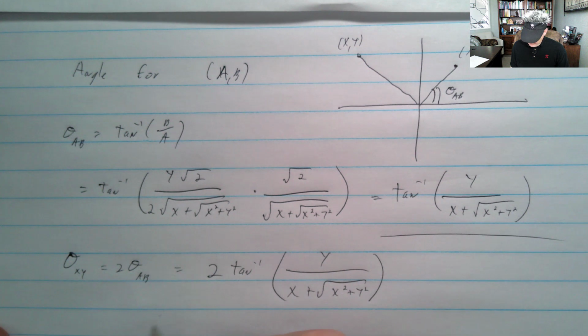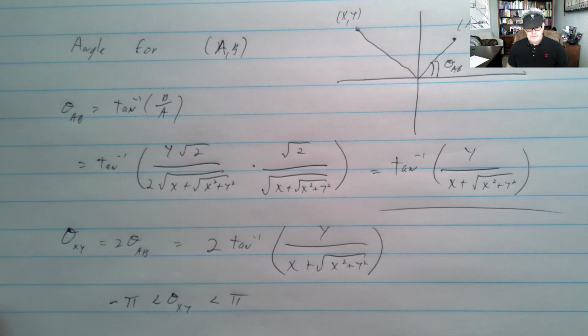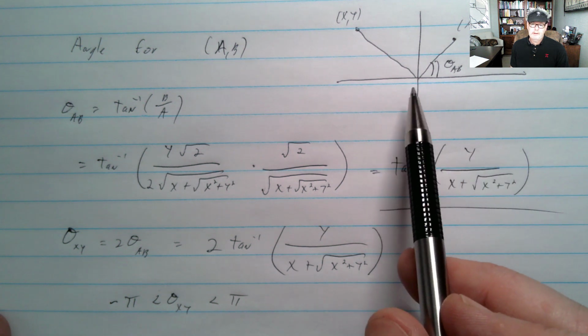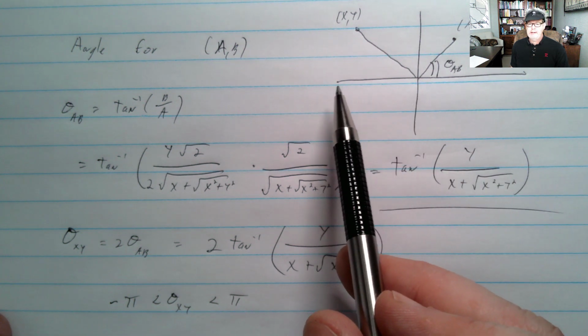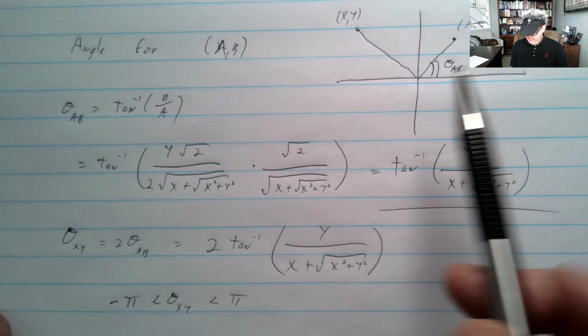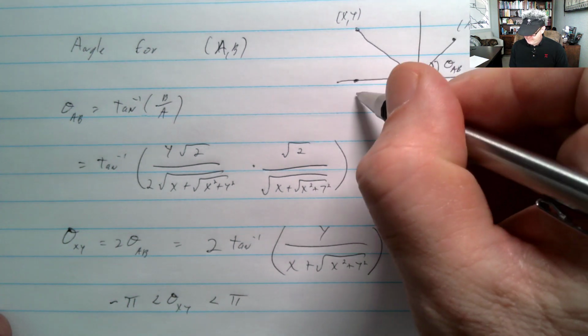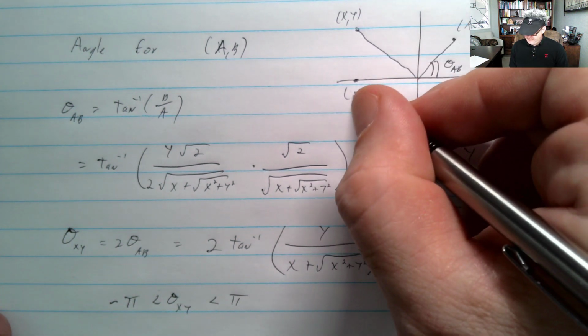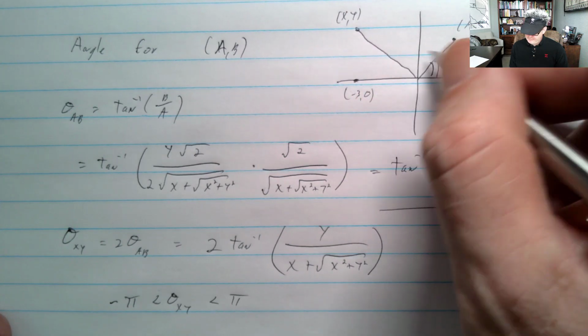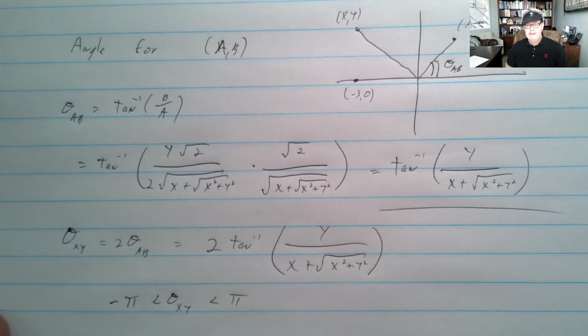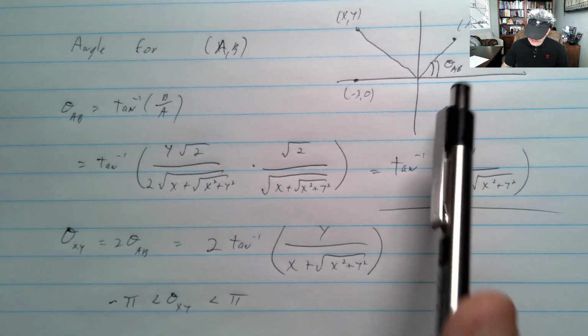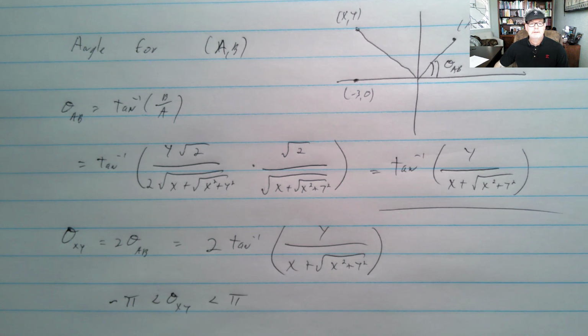Now the range for that will be negative pi to pi. Negative pi is less than theta of xy less than pi. And so you've definitely expanded, but we still left off, but hopefully you can still figure out the angle yourself. If you've got some point here, say at negative 3, 0, you can figure out the angle. Usually you'd call it pi instead of negative pi. So if you're on the negative x-axis, know the angle is pi.